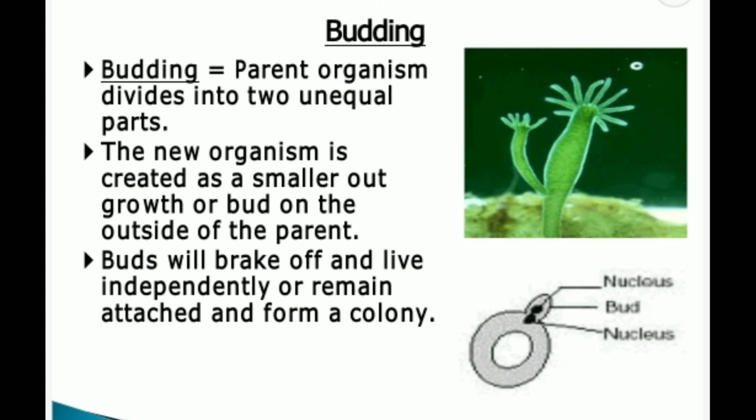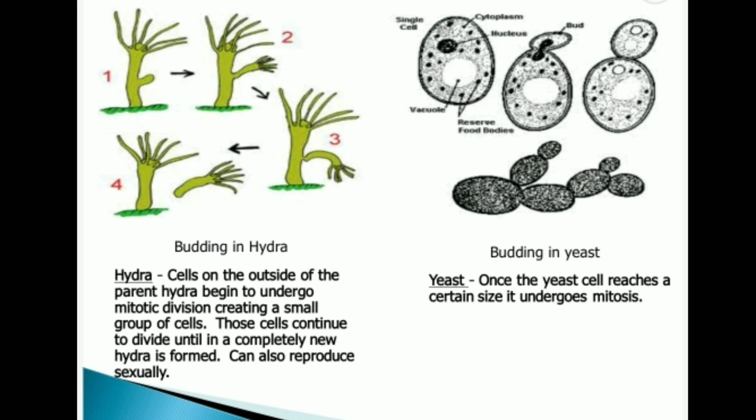The new organism is created as a smaller outgrowth or bud on the outside of a parent. You can see it in the diagram. And these buds break off afterwards and live independently, or remain attached and form a colony. So this is the example of budding in hydra and budding in yeast.